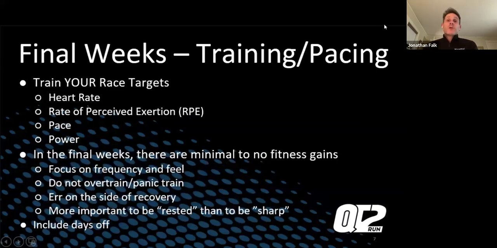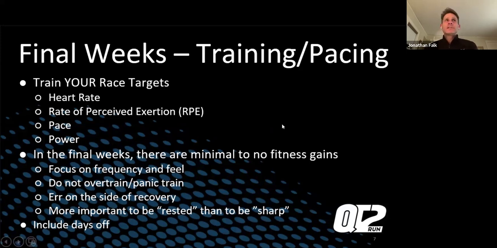So you want to train to your race targets, and there are different ways as far as pacing, how you approach it. I'm a big fan of keeping it simple. Whether it's a metric like heart rate or rate of perceived exertion, I think those are the easiest things to understand and the easiest to process in the moment during a race. Other things you can use are also good metrics to go by, as far as pacing.